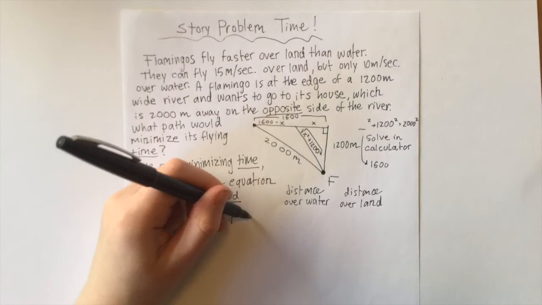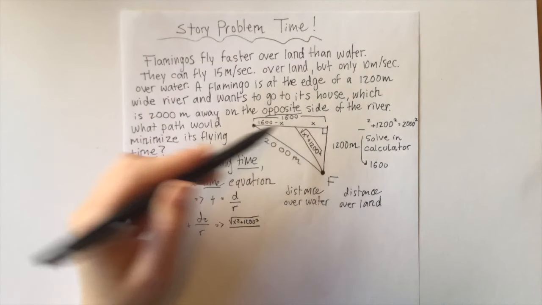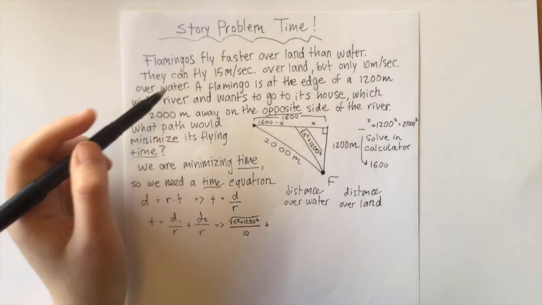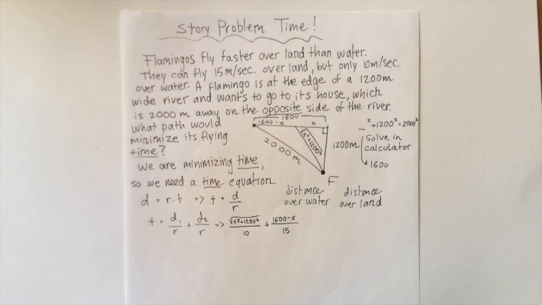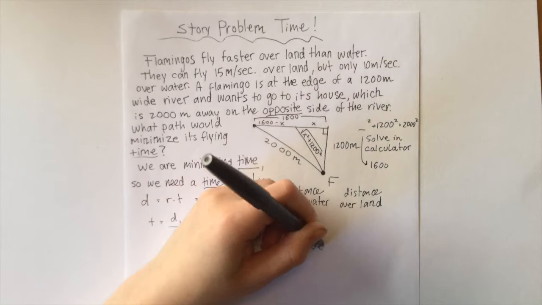We have the distance one, the smaller hypotenuse, and that's over the rate of 10 because that's how fast the flamingo flies over water. And then we add it to the other distance, 1600 minus x, over the rate of 15 because that's for overland.